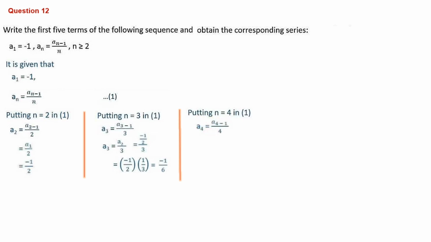Then putting n is equal to 4, a4 is equal to a4 minus 1 by 4. a4 minus 1 means a3, so a3 by 4. a3 is minus 1 by 6, so minus 1 by 6 by 4. Again the same thing, minus 1 by 6 into the reciprocal of the denominator, that is 1 by 4. That is minus 1 by 24.